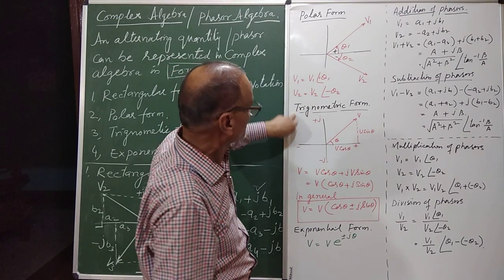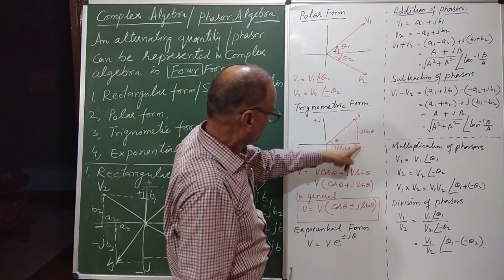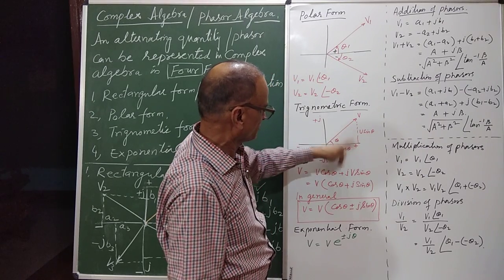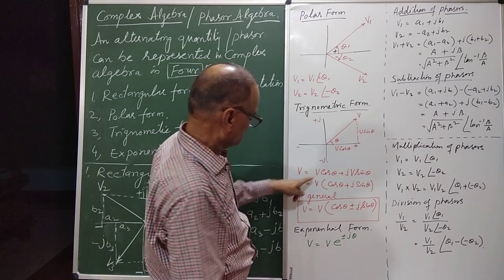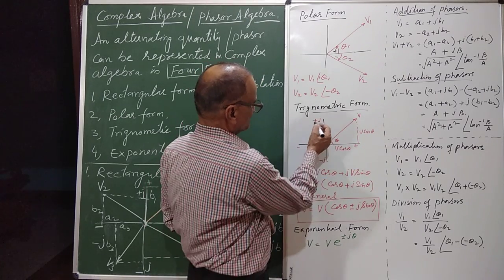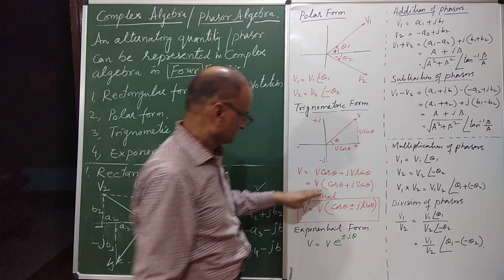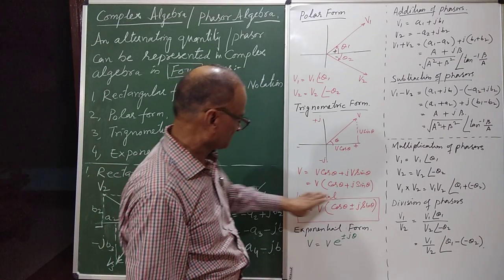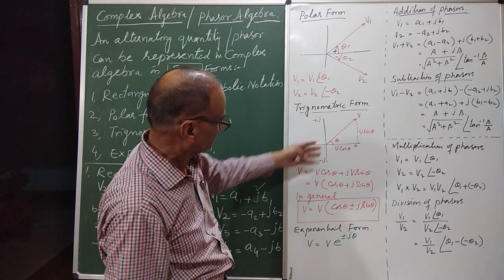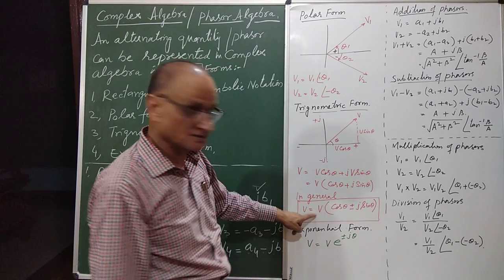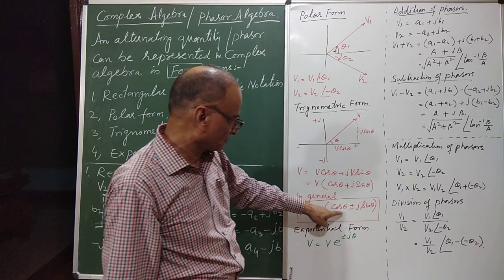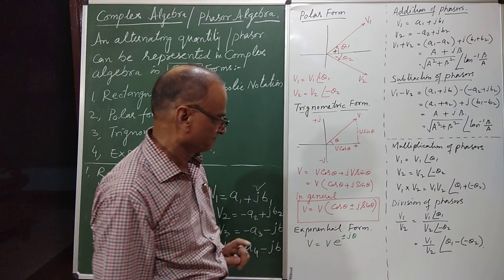Trigonometric form. This voltage can be resolved into two trigonometric components: V cos theta and V sin theta. So V cos theta plus, on this side it is plus j, this side it is minus j. So cos theta plus j sin theta. Similarly, if the phasor is on this side, it will be minus j theta. So in general, V is equal to V cos theta plus or minus j sin theta.